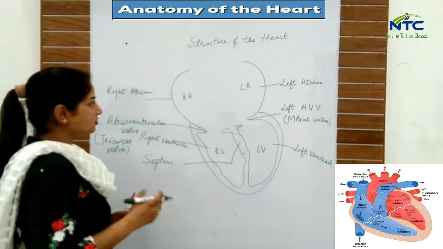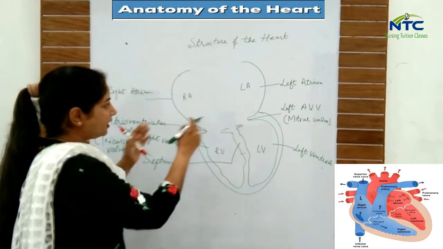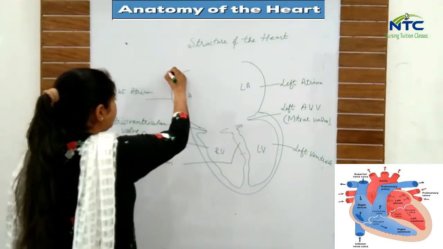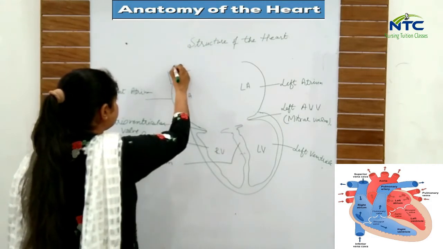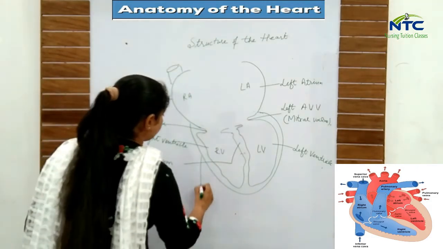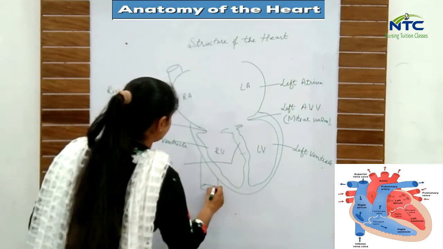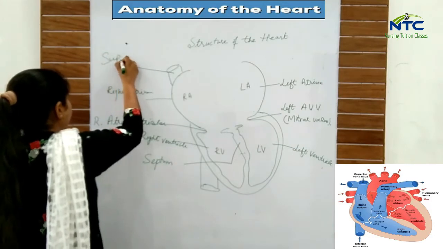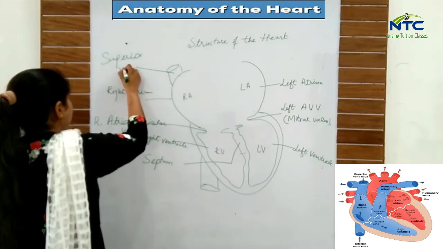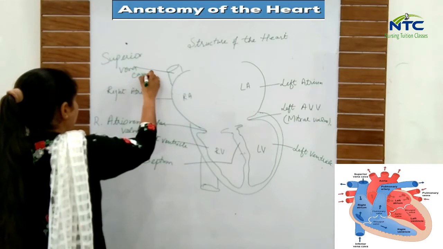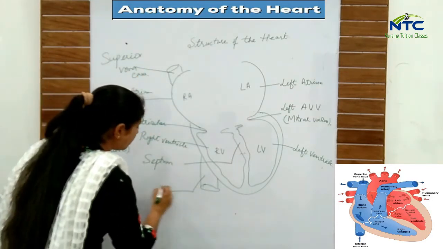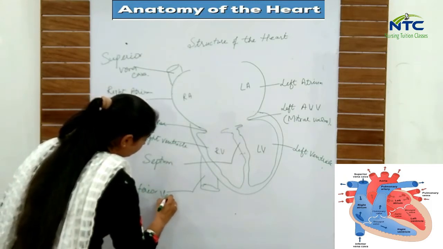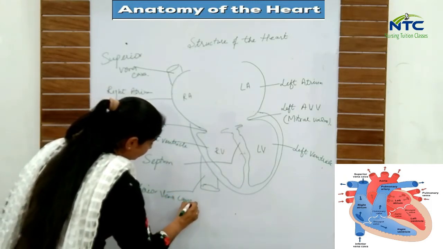Then what are the other structures present in the right side and in the left side? So firstly we will discuss the right side. In the right side there is the superior vena cava, and the lower part is called the inferior vena cava.